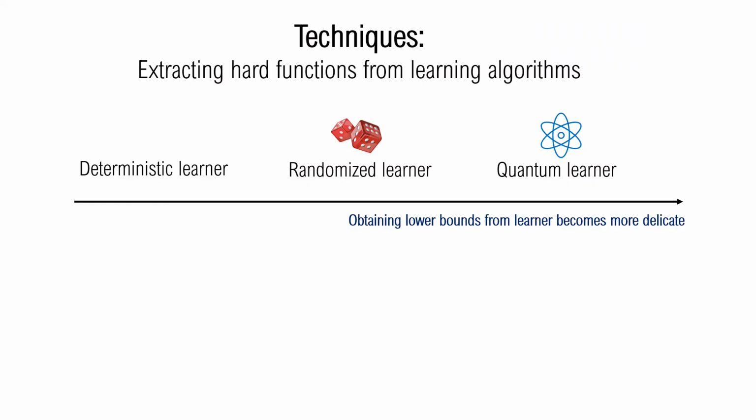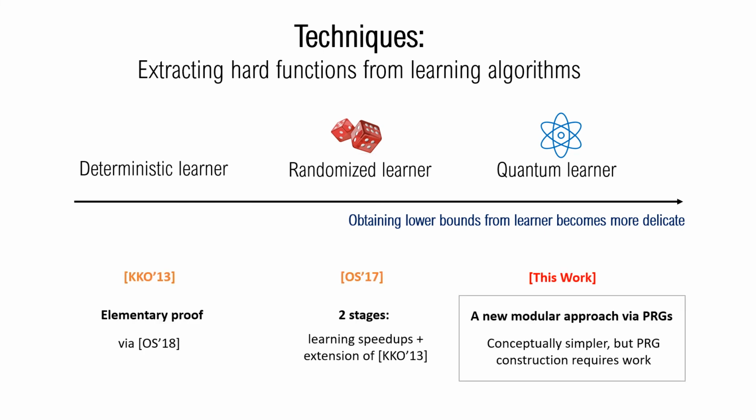Over the last few minutes of the talk, I would like to tell you about the techniques we use to extract hard computational problems from quantum learning algorithms. As we increase the power of the learning model, extracting computational hardness becomes a more delicate task. To achieve this in the quantum setting, we introduce a new modular approach that relies on pseudorandom generators. This is conceptually simpler compared to previous approaches, but the PRG construction requires significant technical work.